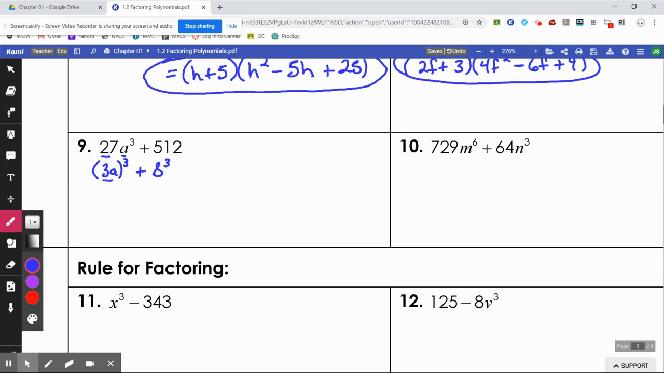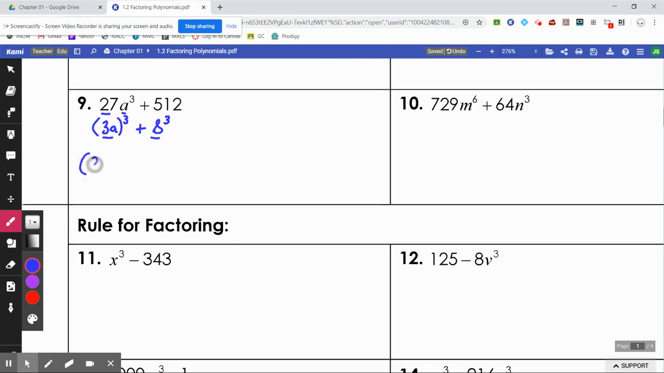So in your formula, everywhere you have an a, put 3a. Everywhere you have a b, put 8. So you have a plus b times a squared, so square them both, minus a times b, which would be 24a, plus b to the second.